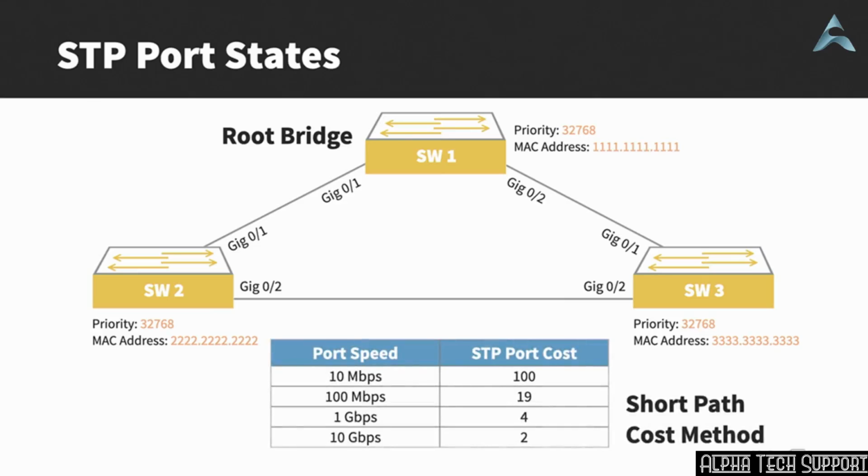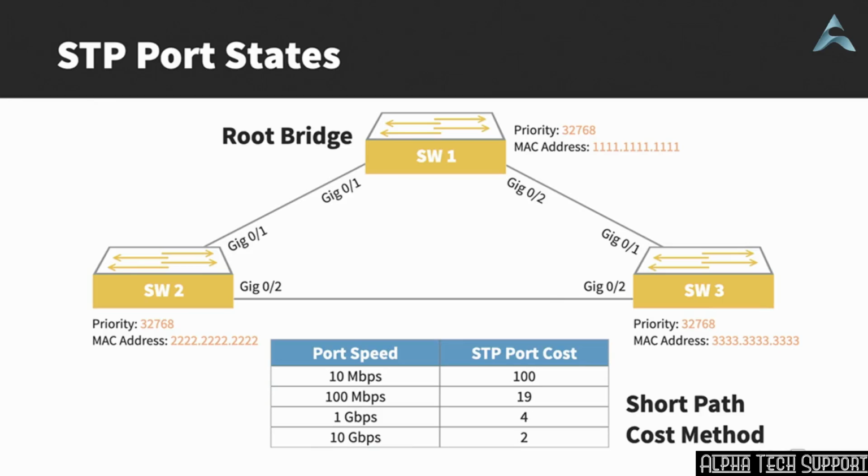And traditionally, we've used a table like this called the short path cost method, where a gig port has a cost of 4, and a 10 gig port would have a cost of 2, and a 100 meg link has a cost of 19. But as we start to get into faster and faster link speeds, like 40 gig or even 400 gig speeds that we might find in a data center, this traditional approach isn't going to work because we're not able to distinguish between those higher speeds.